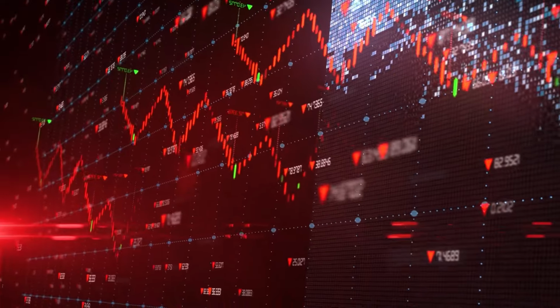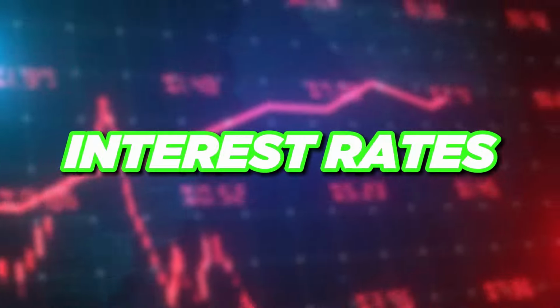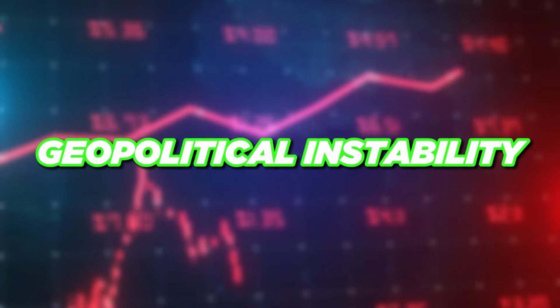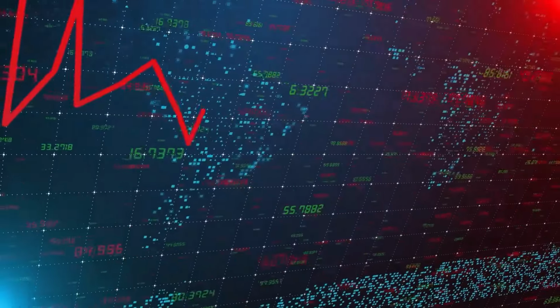Bear markets often coincide with broader economic slowdowns or recessions. Factors like rising interest rates, high inflation, or geopolitical instability can contribute to a bear market. Now you know how to avoid these bear markets when you see one.